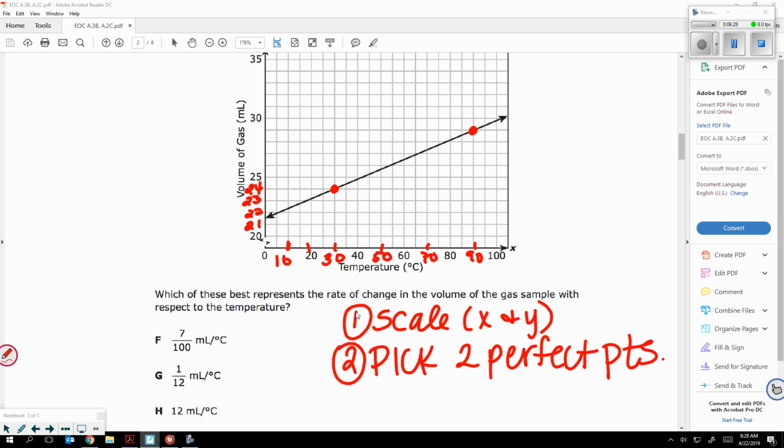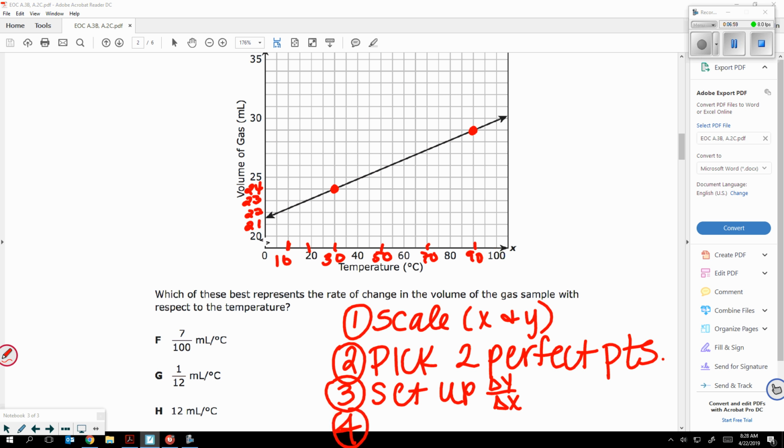Okay, when it says best represents, if I choose a point that is not exactly on the line, and I still do my work, I'm going to get close to an answer. So it's a little bit easier. Now, my third step is to set up my change of y over my change of x. And then my 4th step is going to be to use the calculator.